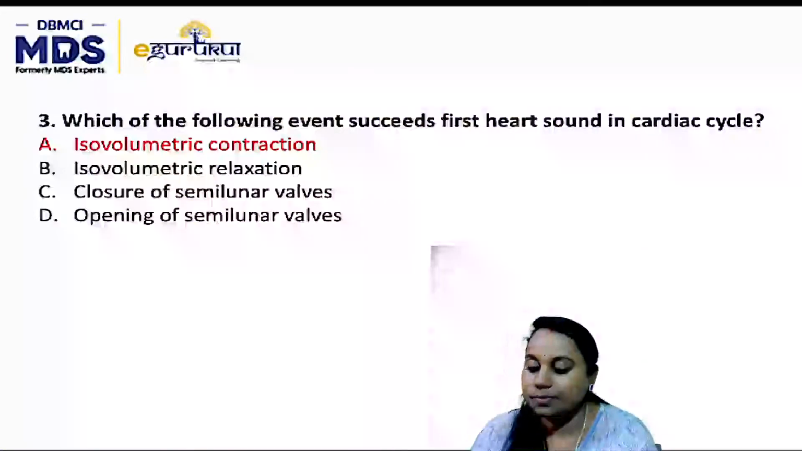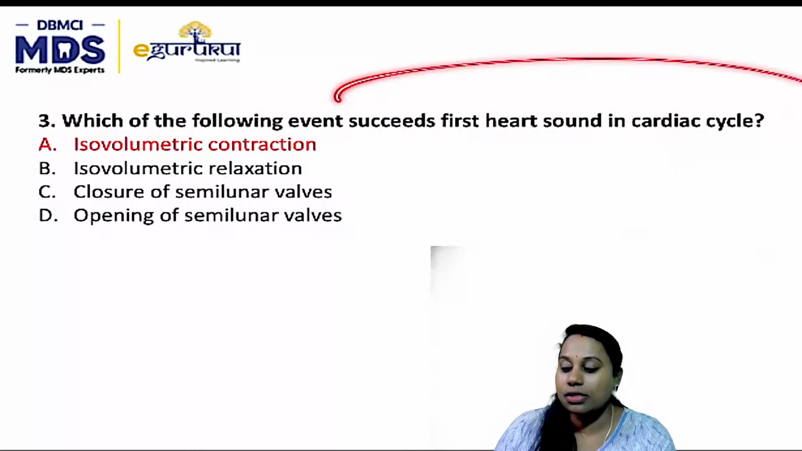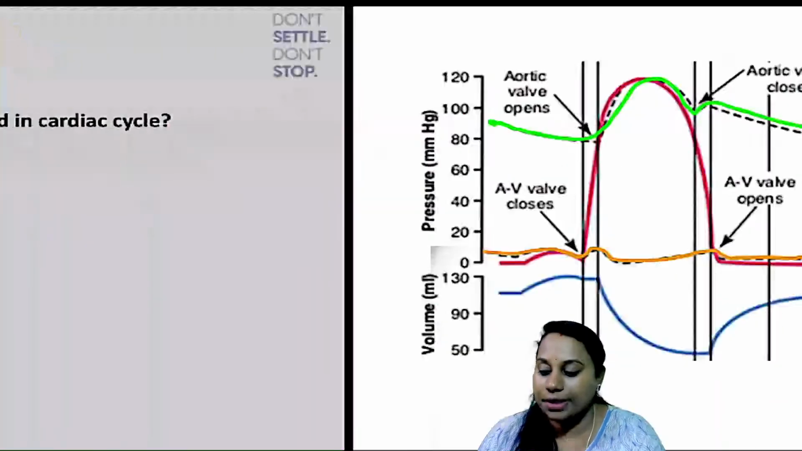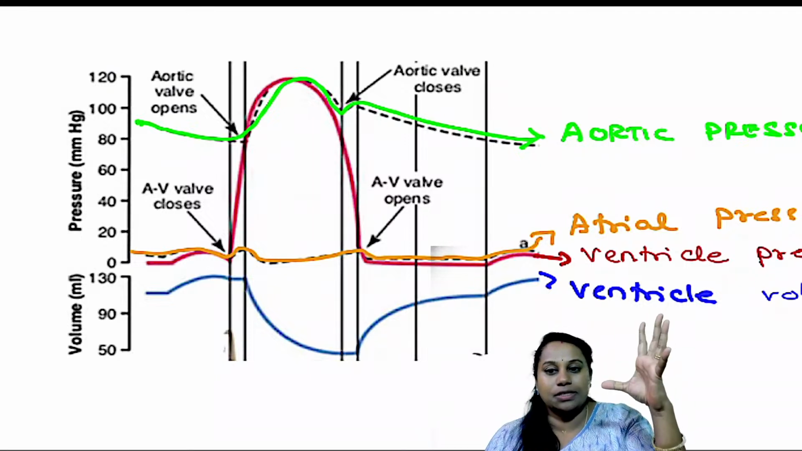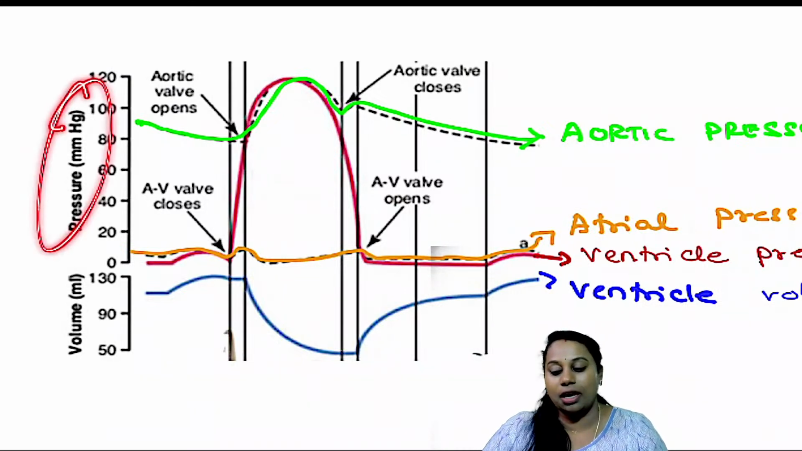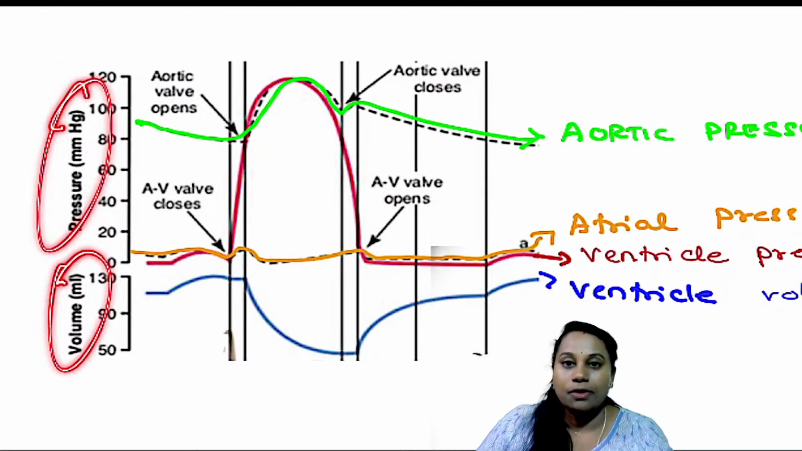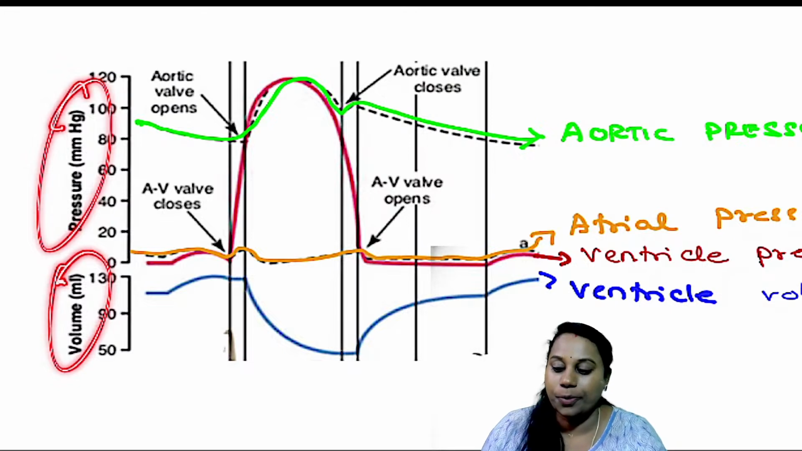Question number 3. Which of the following events succeeds first heart sound in cardiac cycle? What happens immediately after first heart sound? Let's learn about cardiac cycle first. This is a diagram of cardiac cycle. What is cardiac cycle? Every time your heart beats, for one heartbeat, what is the pressure change inside the heart and volume change inside the heart? That is called cardiac cycle. For every heartbeat, what is the pressure change and what is the volume change?